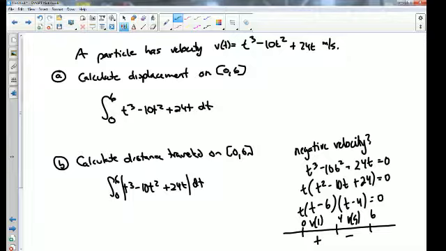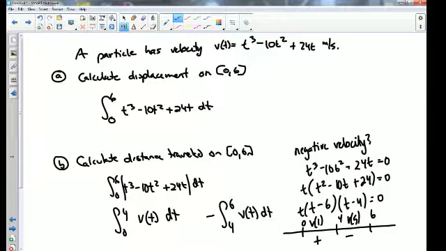Would you use 4 and 6 as your bounds? Yeah, so you're going to do 0 to 4 minus 4 to 6. Question. If you had multiple sign changes, would you do 0 to 2, 2 to 4, 4 to 6? Yeah. Because that's the only time my shortcut doesn't work. If there's a time it doesn't work, you cannot generalize it and use it.